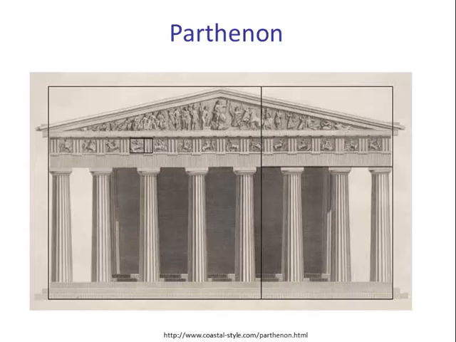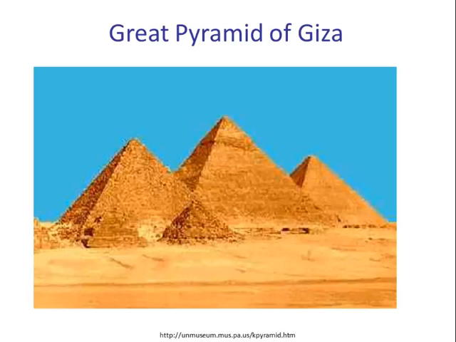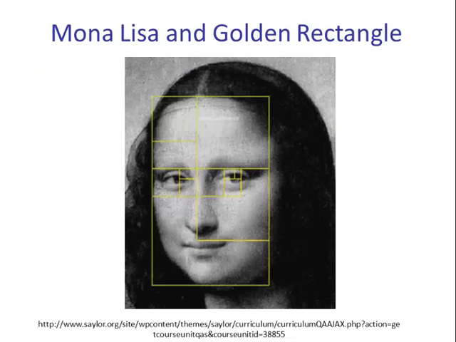Here's a visual of a golden rectangle involving the Greek architecture, the Parthenon. If you look at the Great Pyramid of Giza, the length of the pyramid is about 1.62 times the height of the pyramid. In art, the Mona Lisa, as you see here, has been laid out using a golden rectangle.